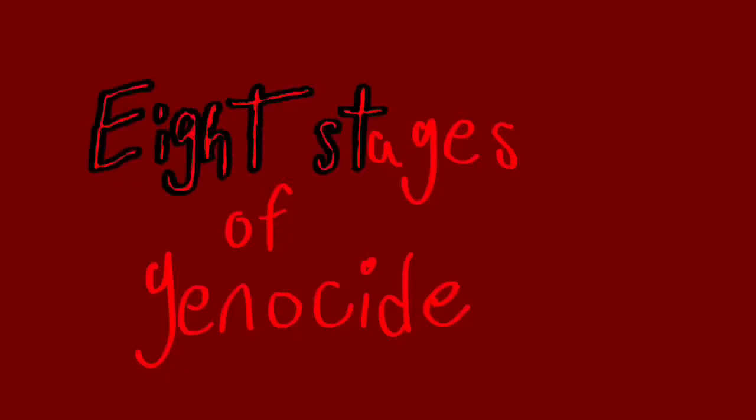There were many different genocides in Canadian history towards the Indigenous people, but for simplicity, I'm going to be looking at residential schools specifically and explaining how it fits into each of the 8 stages of genocide.